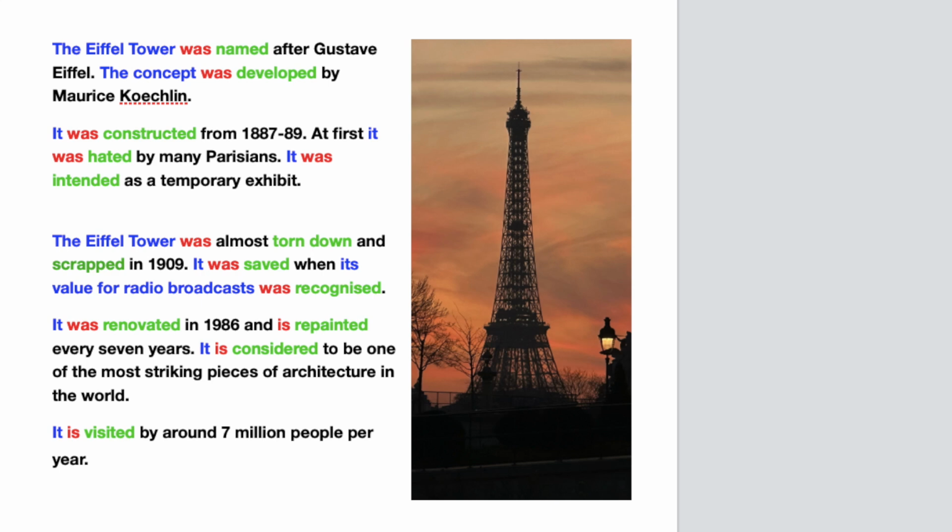At first, it was hated by many Parisians. It was intended as a temporary exhibit. The Eiffel Tower was almost torn down and scrapped in 1909. It was saved when its value for radio broadcasts was recognised. It was renovated in 1986 and is repainted every 7 years. It is considered to be one of the most striking pieces of architecture in the world. It is visited by around 7 million people per year.